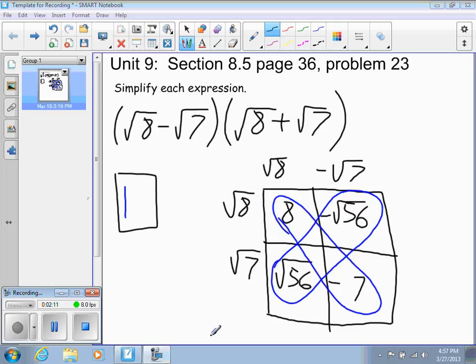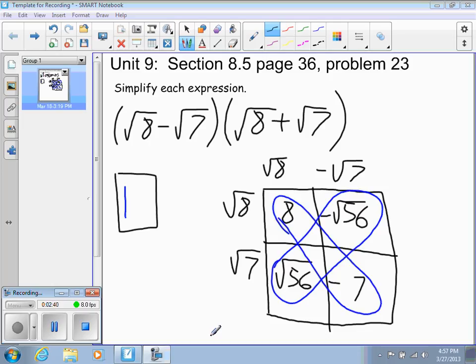I'd like to say one more thing here before I forget, and that is that there's a useful property right here. Notice that the radicals all went away. We can utilize this when we want to rationalize a denominator if we have a binomial radical in the denominator of the fraction, on the bottom of the fraction.